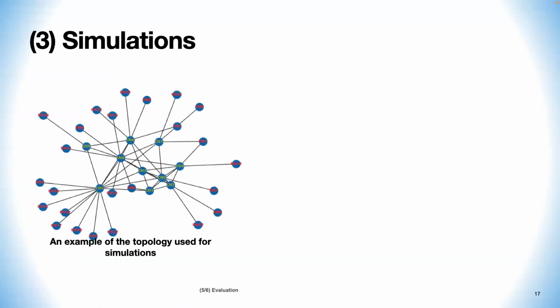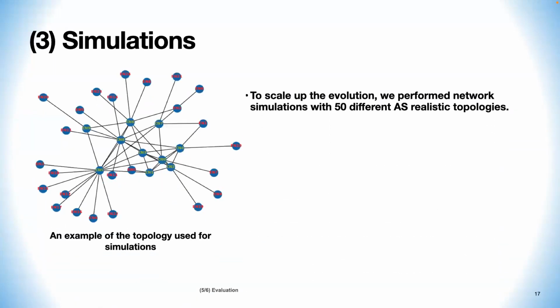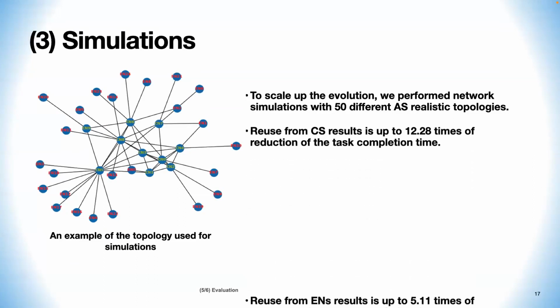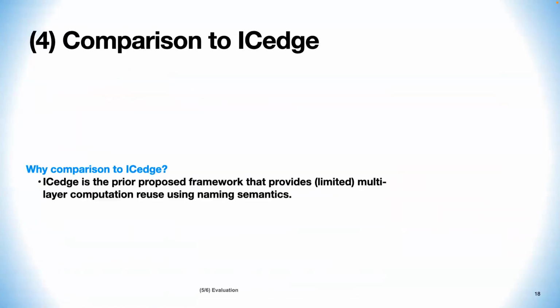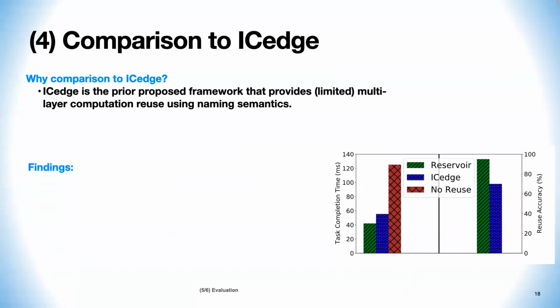In the third phase of the evaluation, we use network simulation to scale up. We used 50 different realistic topologies, and the simulation results demonstrated the same trend as the experimental results of the prototype. In the last phase of the evaluation, we compared our proposed framework to ICS. The reason we compared our framework with ICS is that ICS is the only framework which is close to what we are trying to achieve through our proposed framework.